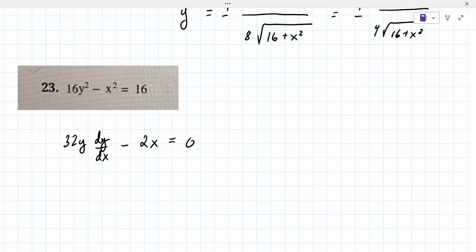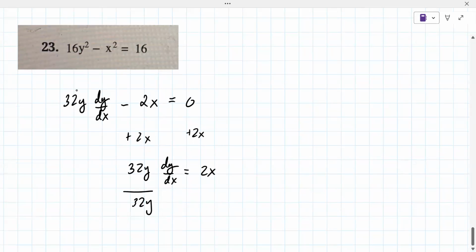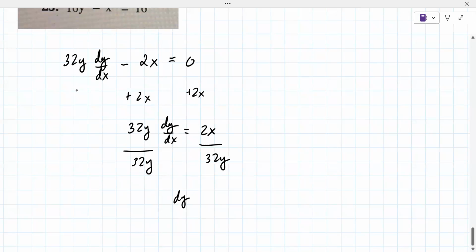So this is actually a lot easier as is. Now we're going to add the 2x to the other side. So you get 32y dy/dx equals 2x. Divide by 32y. So dy/dx equals x over 16y, like that.